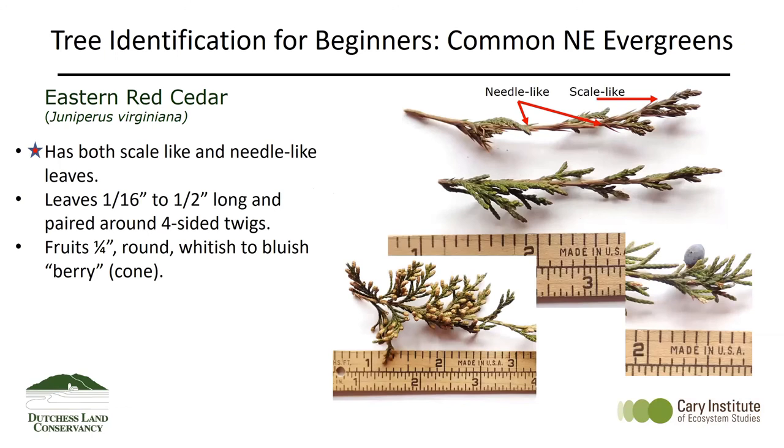Up close, Eastern Red Cedar can have both scale-like and needle-like foliage on the same tree and even on the same branch, as you see in the top photo in this slide. It shows both the needle-like and the scale-like shape of the foliage. The bottom photo shows male and then female cones. The female cones are those blue-like, berry-like structures you see in the bottom right, and those are the things that are so attractive to wildlife.